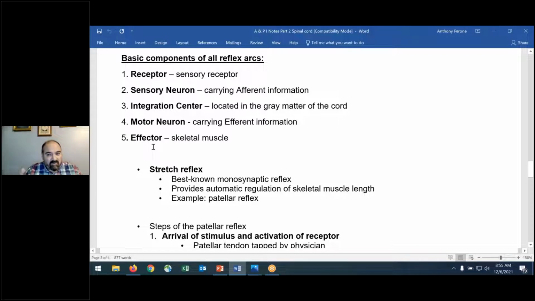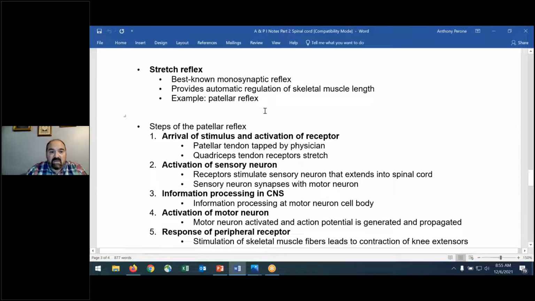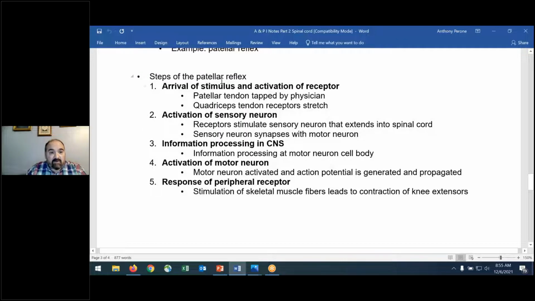But then we get into a little bit more of a challenge as far as seeing what's taking place with these different reflexes. So the stretch reflex. You see here the patellar reflex, you all are familiar with this, and we'll review this in class, how it looks and how you can stimulate it. It's a stretch reflex, folks. It's the best known monosynaptic reflex. It provides autonomic regulation of skeletal muscle length, and it really is there to protect the musculature. So here we go, the steps for the patellar reflex.